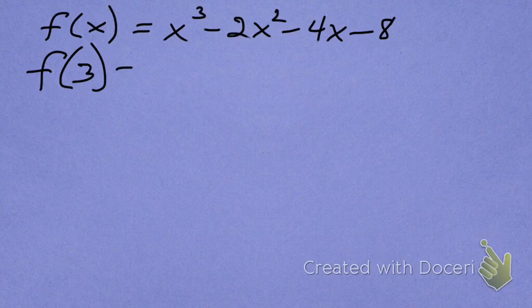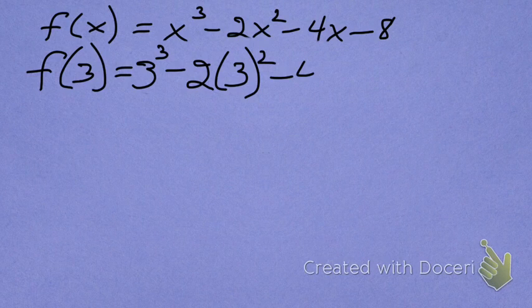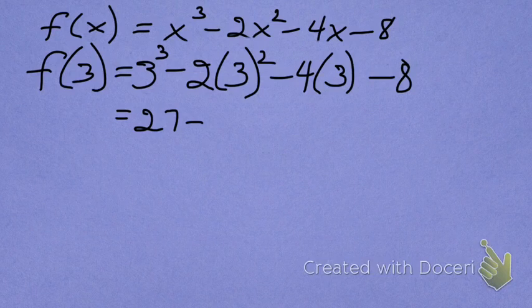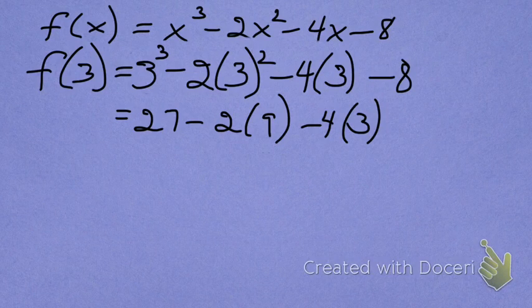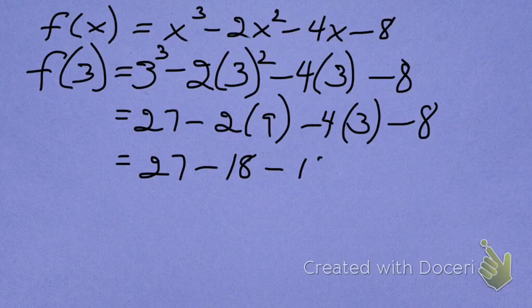Let's plug it in. 3 cubed minus 2 times 3 squared minus 4 times 3, take away 8. That's 27 minus 2 times 9 minus 4 times 3, take away 8. 27, take away 18, take away 12, take away 8. The difference is negative 11.